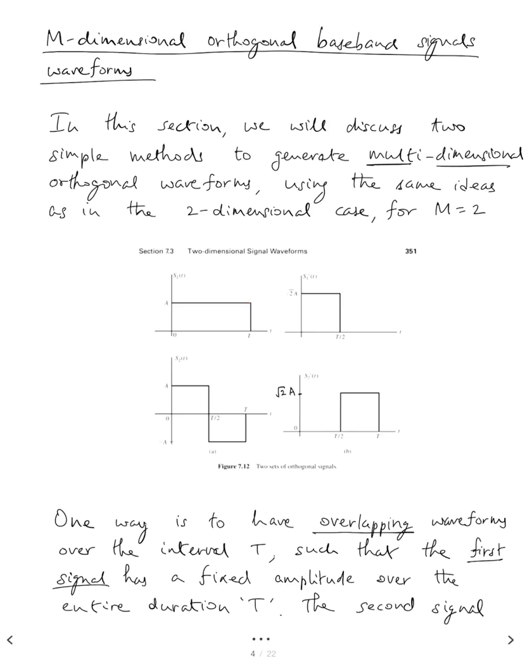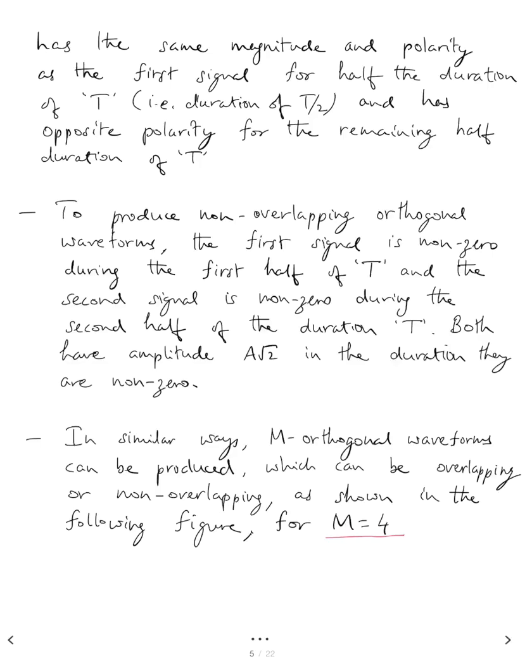Let's now extend this idea to create waveforms for M equal to 4. We'll see how to create 4 orthogonal waveforms which are mutually orthogonal with respect to each other. We'll see how to do it for the overlapping case, and then we'll also see how to do it for the non-overlapping case.